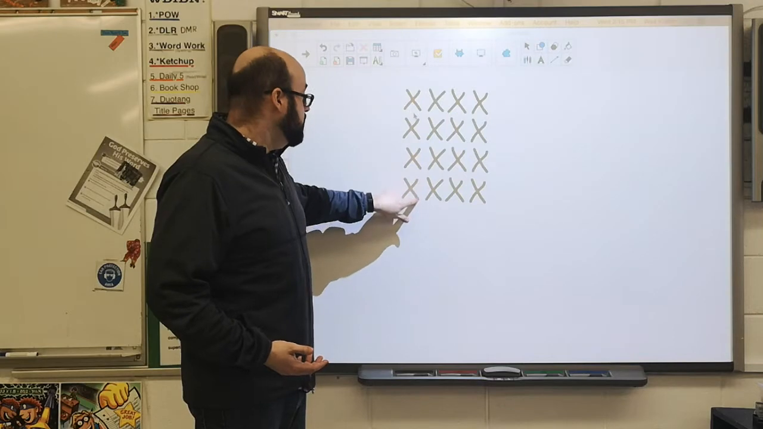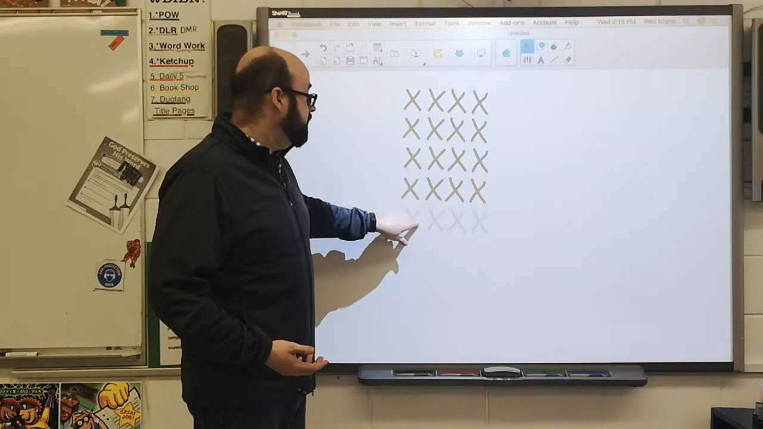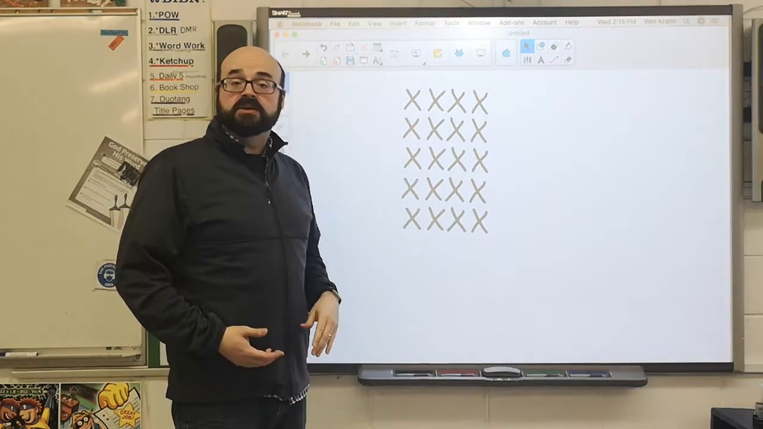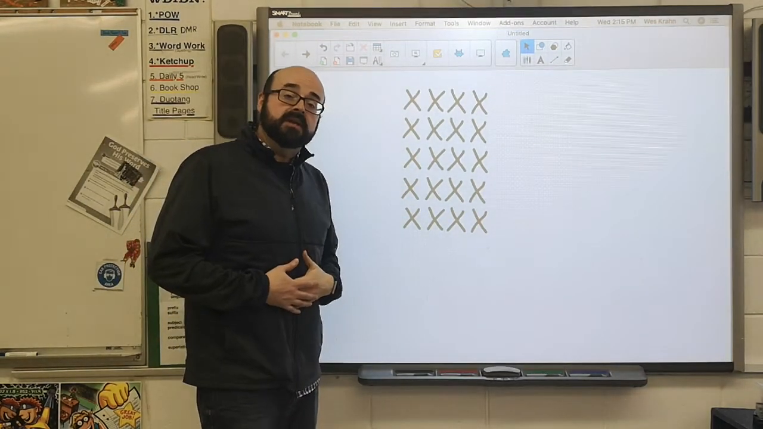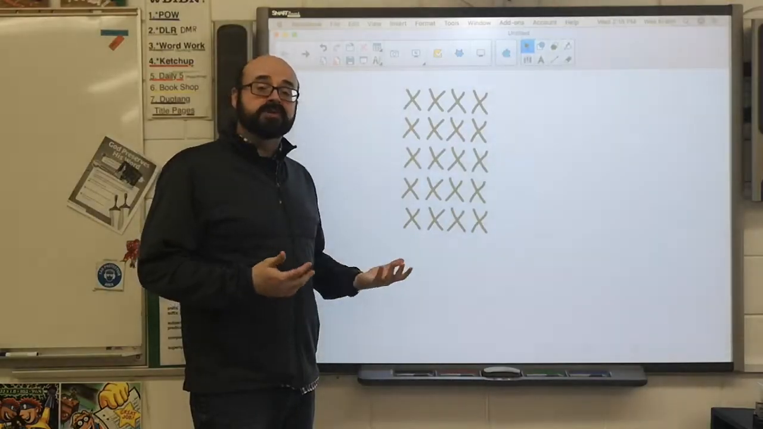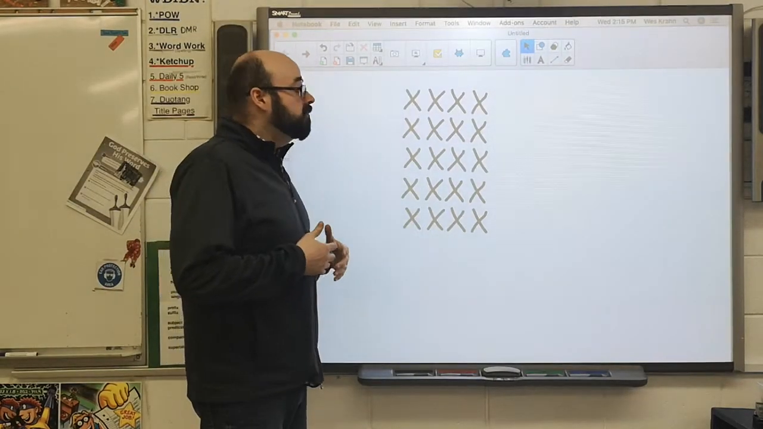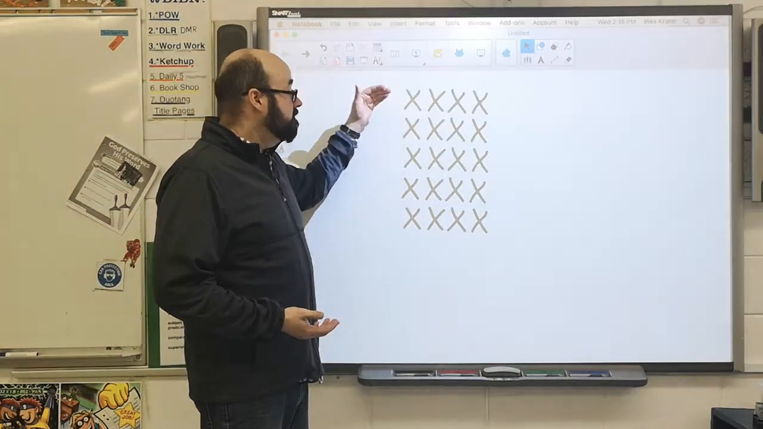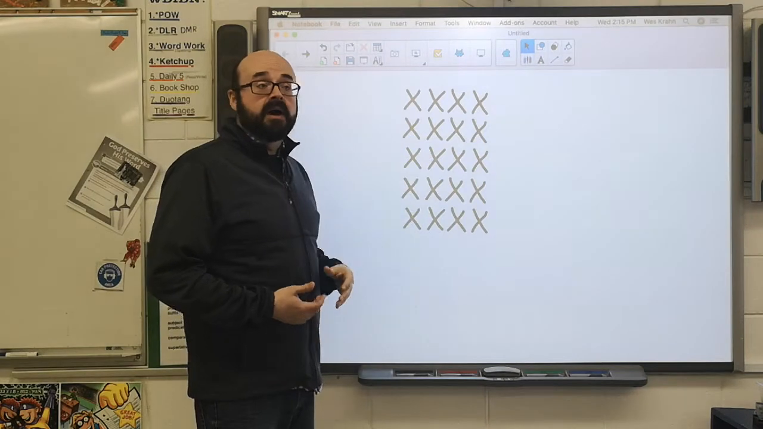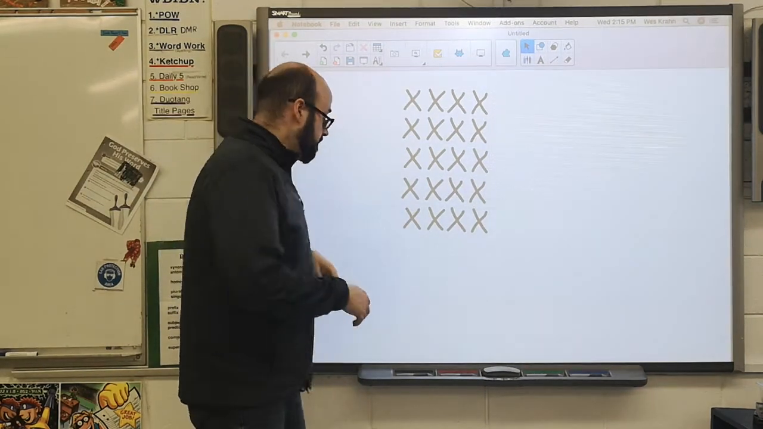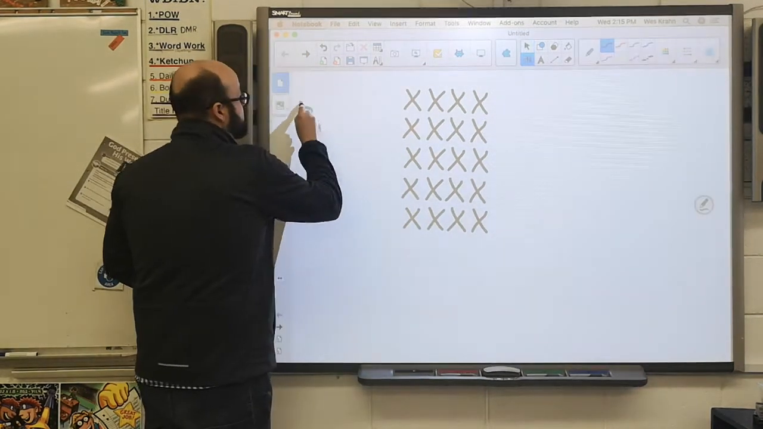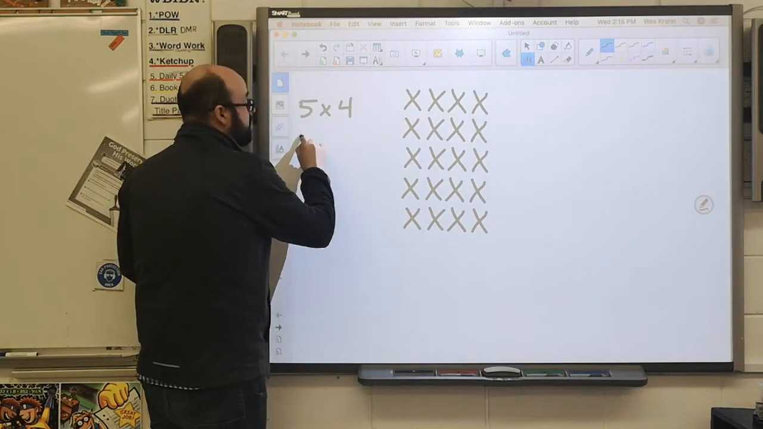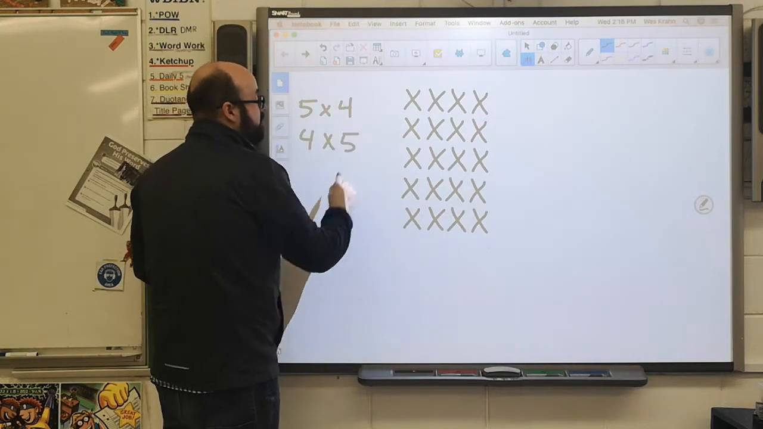Let's make it a little more interesting and let's make another row there. So we've now got 4, 4, 4, 4, and 4. And because multiplication is just repeated addition, we could just go 4 plus 4 plus 4 plus 4 plus 4, but multiplication does make things go a little bit faster. And so if I've got 5 rows of 4, I can use either 5 groups of 4, or because of the commutative principle, we could also have 4 groups of 5.